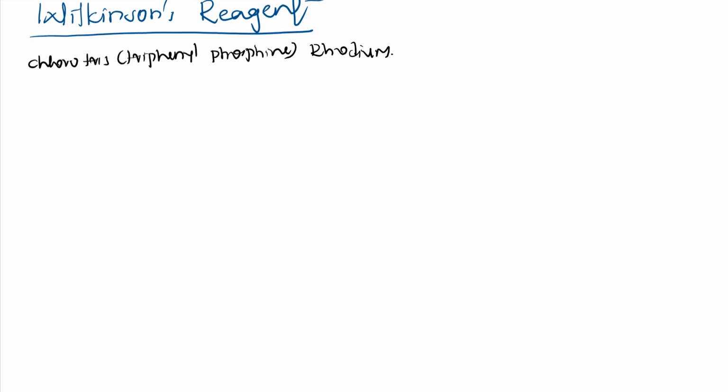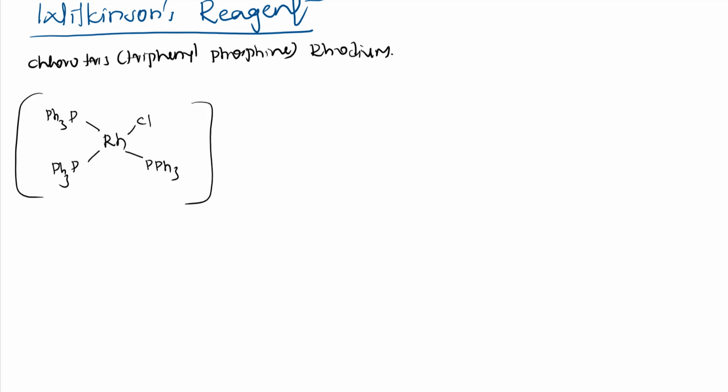If I want to draw its structure, you will get rhodium, here one chlorine, and 3 PPh3, like this. So it is chlorotris(triphenylphosphine)rhodium. This is the structure of this Wilkinson catalyst.